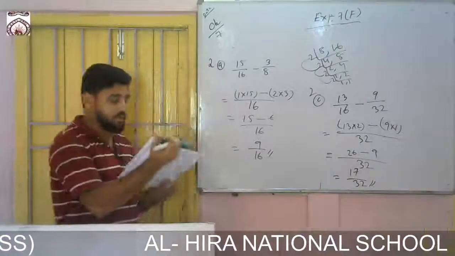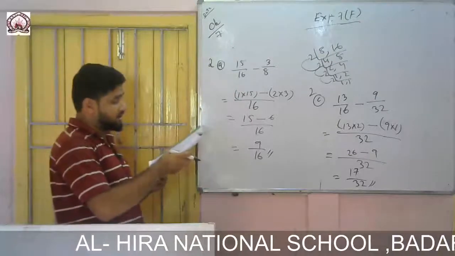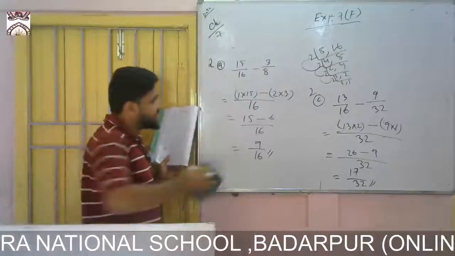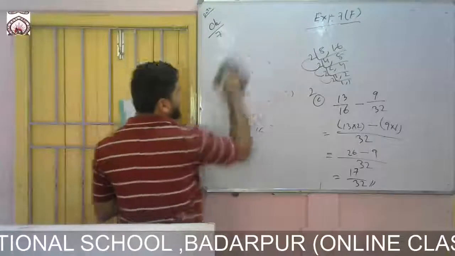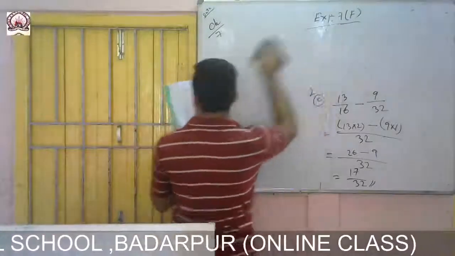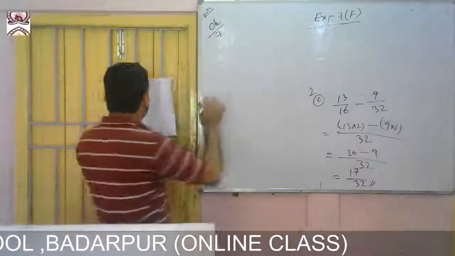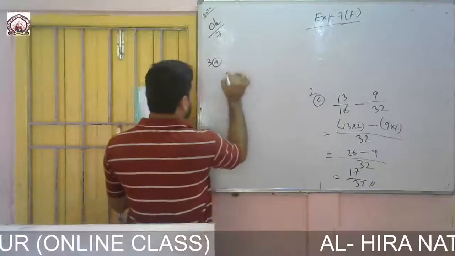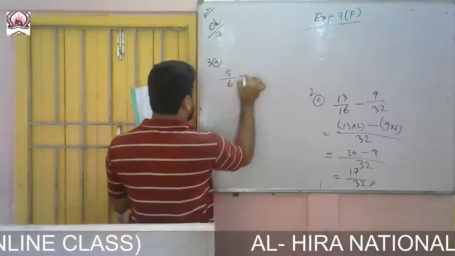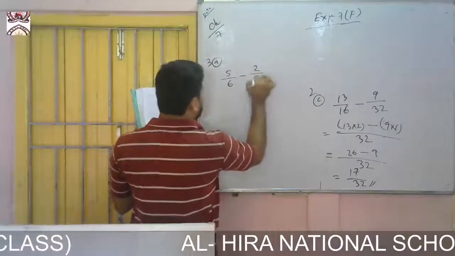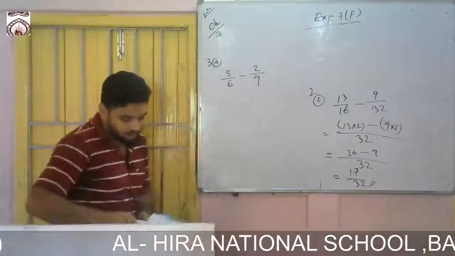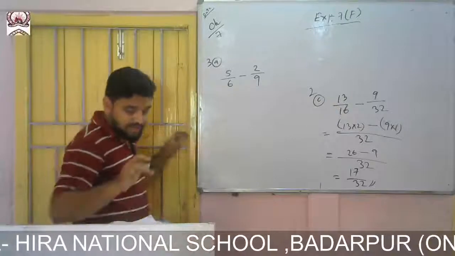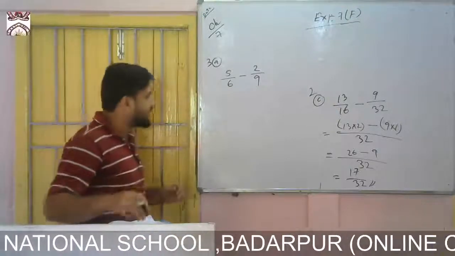Okay, then now come to question number 3. See question number 3, what is there? From 3 I shall solve again 2. See question number 1, 5 by 6, all are in the same pattern, so for that reason I am not doing all. You can practice at your home more and more. So 5 by 6 minus 2 by 9.